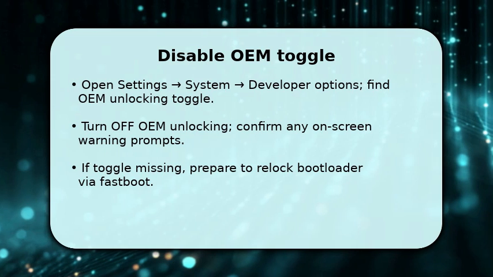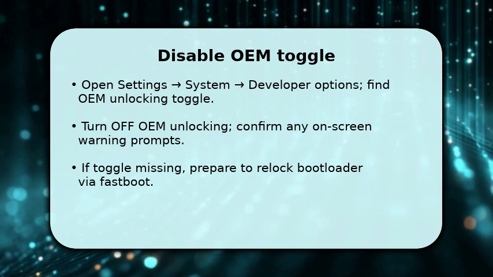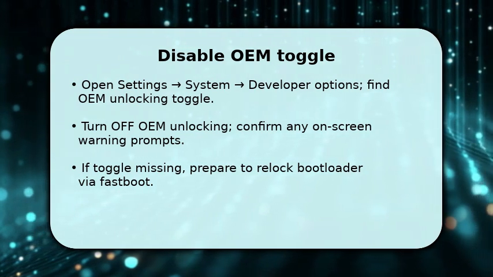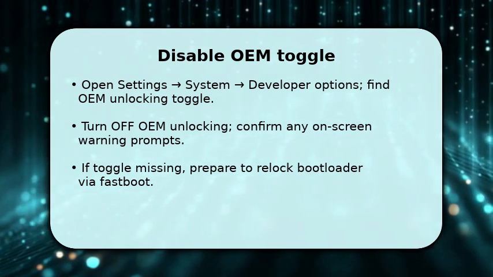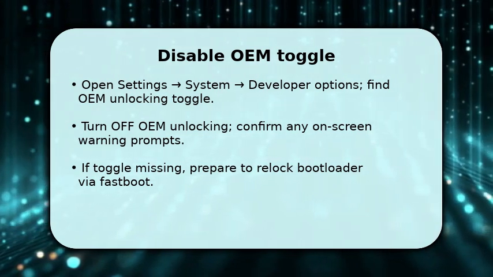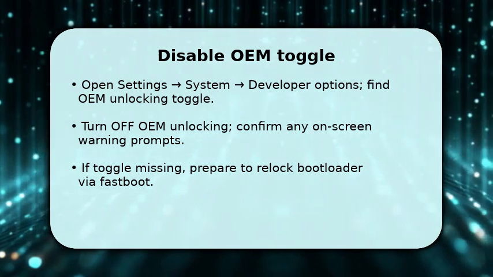Once toggled off, the device stops allowing bootloader unlock commands from Android, which is the primary prevention method. If the OEM toggle is absent, that means the system state requires relocking the bootloader directly. So next you prepare to use fastboot on a computer to relock the bootloader safely.